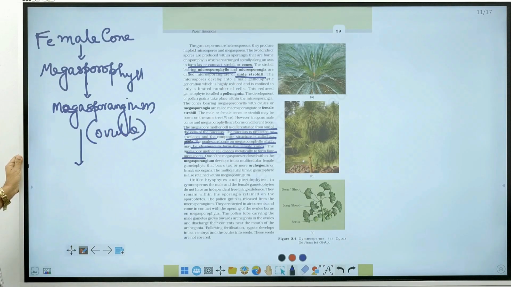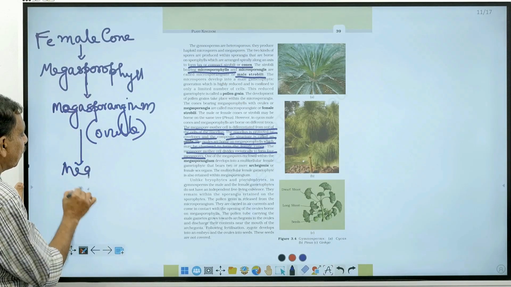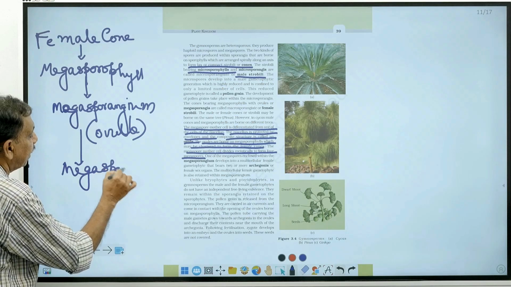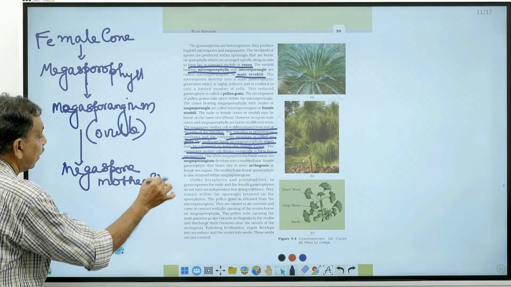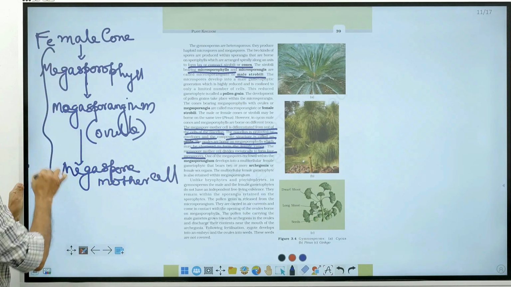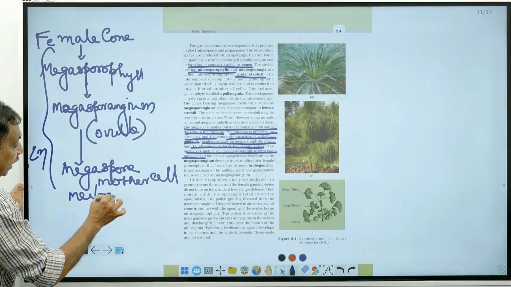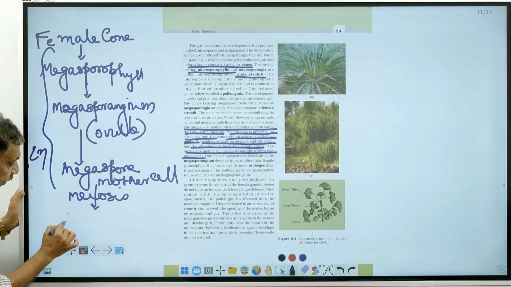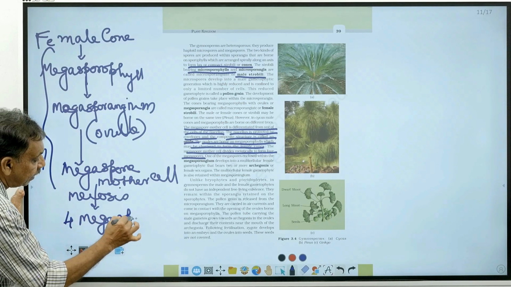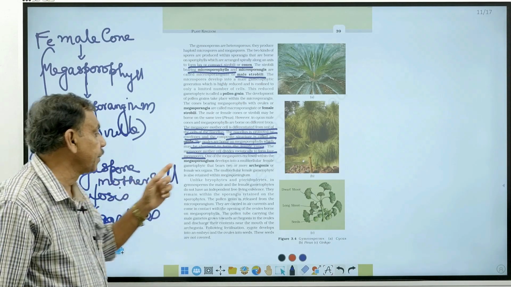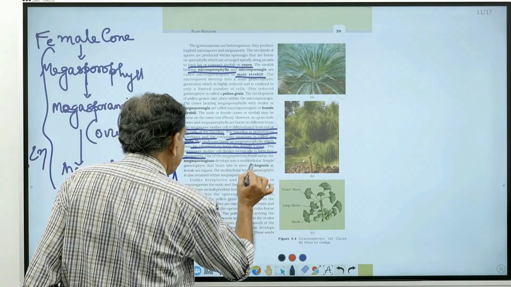Megasporangium is present in the nucellus. It contains the megaspore mother cell. Up to this is diploid. Now it undergoes meiosis and produces 4 megaspores. After the 4 megaspores are formed, basically 3 degenerate.